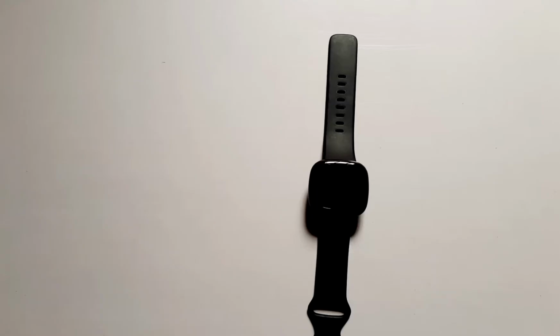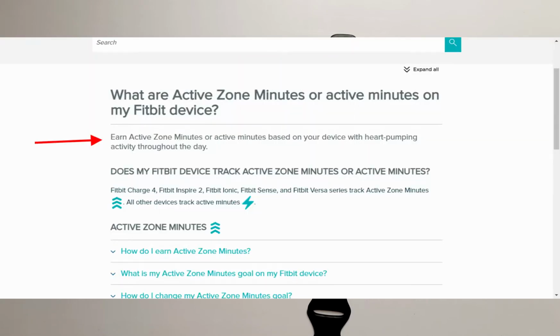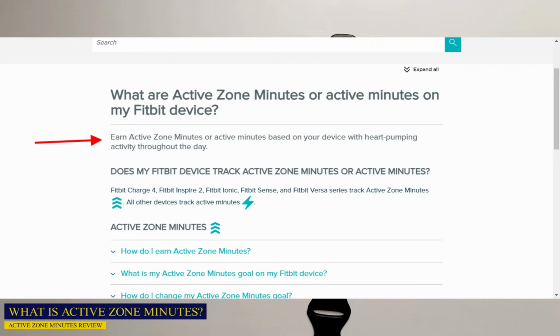Alright guys, welcome back. Today I'm going to be talking about active zone minutes. This is one of the main features you get with most Fitbit smartwatches. I'm going to start by defining what active zone minutes is. Active zone minutes simply is a way of Fitbit trying to help you stay fit. They do this by gifting you a point for every minute you spend in a heart-pumping activity.